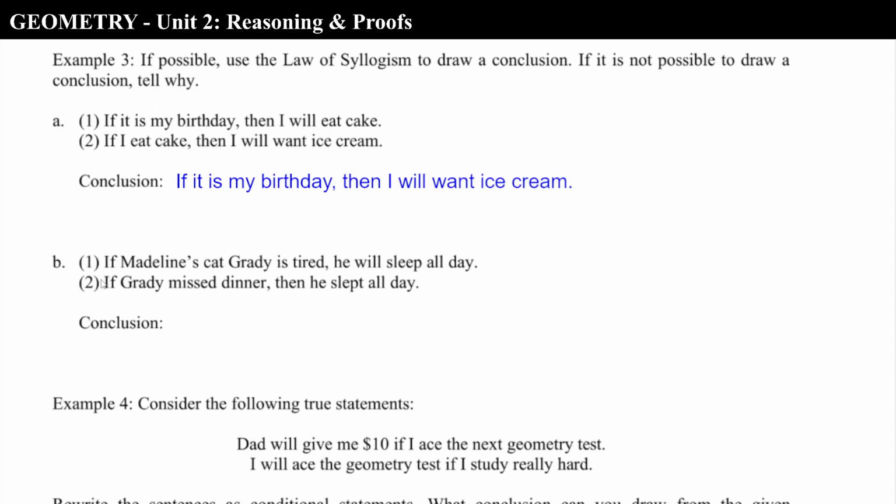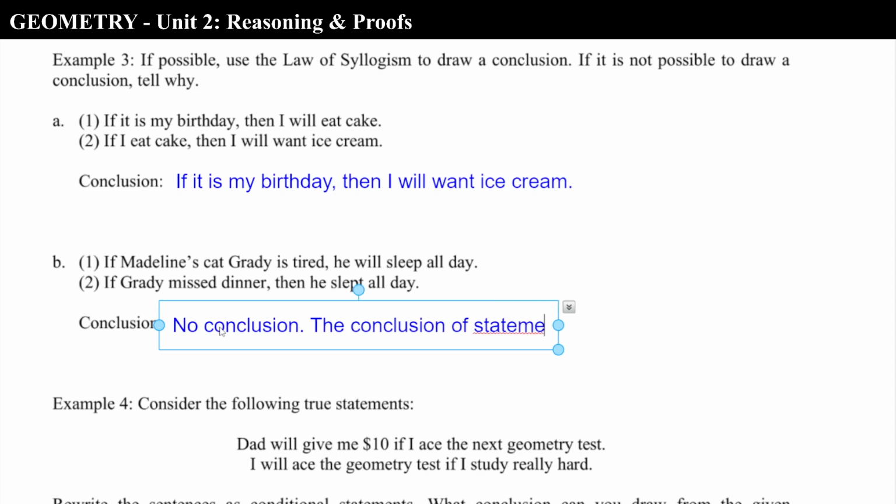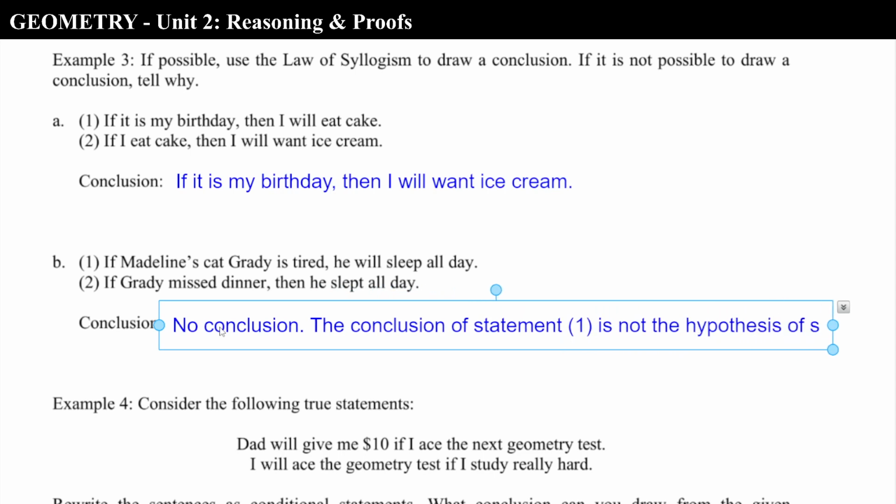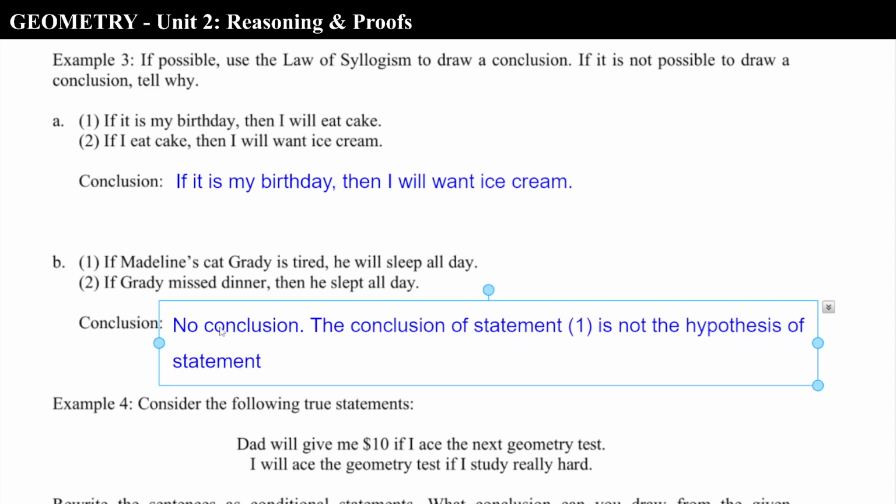All right, for B, if Madeline's cat Grady is tired, he will sleep all day. If Grady missed dinner, then he slept all day. Well, the conclusion of the first, he will sleep all day, is not the hypothesis of the second. It's the conclusion of the second. So therefore, we can't string them together, and we have no conclusion. And the reason we have no conclusion is the conclusion of statement 1 is not the hypothesis of statement 2.